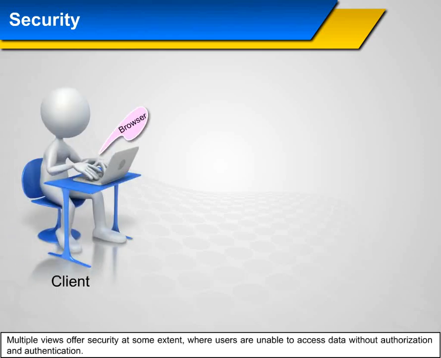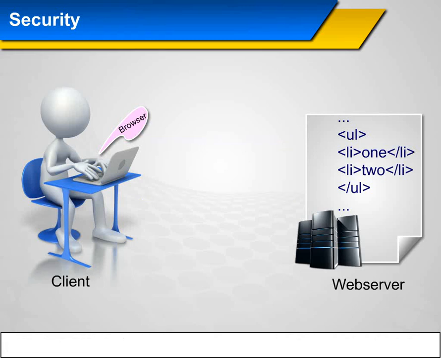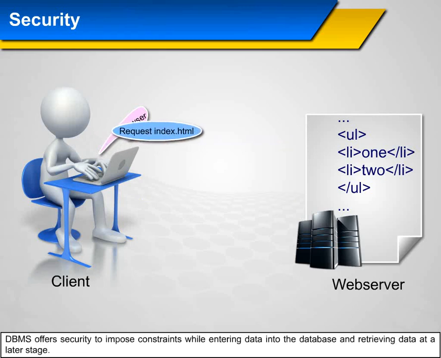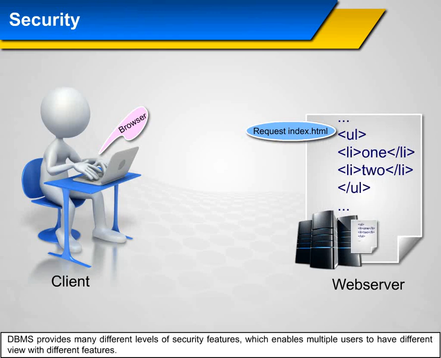Security. Multiple views offer security to some extent, where users are unable to access data without authorization and authentication. DBMS offers security to impose constraints while entering data into the database and retrieving data at a later stage. DBMS provides many different levels of security features, which enables multiple users to have different views with different features.